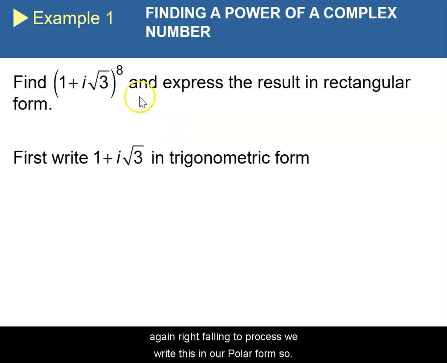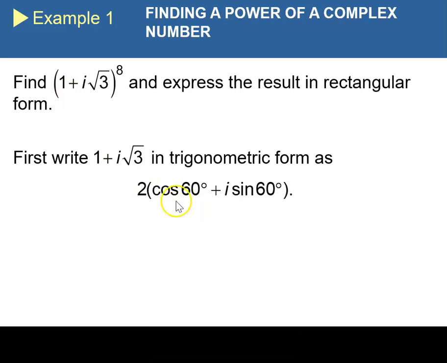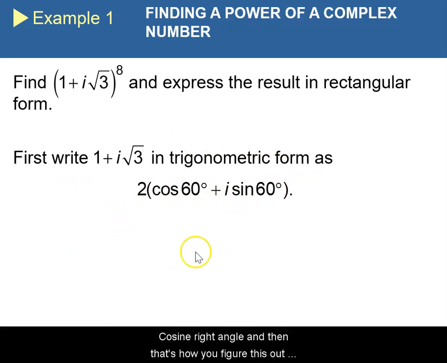Following the process, we write this in polar form. Doing the work yourself, you can verify that we get a radius of 2 and an angle of 60 degrees. You get 1 squared plus the square root of 3 squared under a square root. When you add 1 plus 3, you get 4, and the square root of that is 2. Then you use the tan inverse of root 3 over 1 to find your angle, just in case you don't remember how that worked.